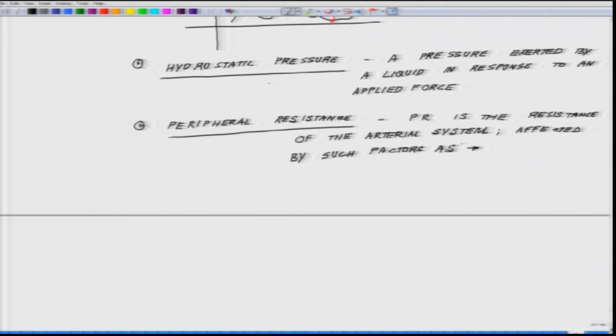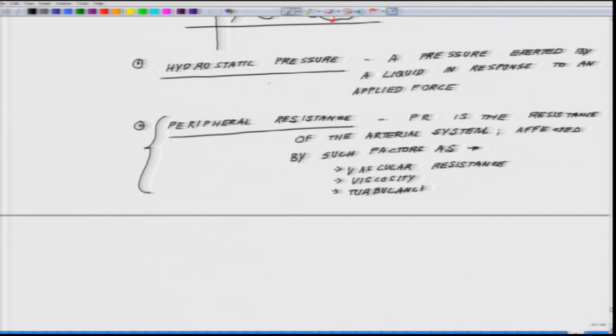What are the factors which are affecting? Vascular resistance, viscosity and turbulence. Vascular resistance, viscosity and turbulence.